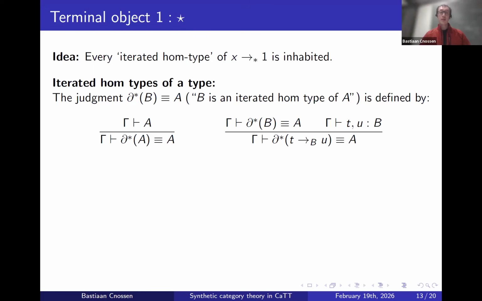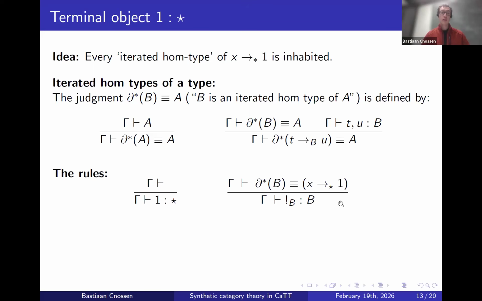And now I can state the rule for terminal objects very cleanly. It is just as follows. First of all, there exists an object, let's call it 1. And second of all, whenever I have a type B which is an iterated Hom type of the type of morphisms from X to 1, then I ask that it's inhabited using some term constructor. Let's call it exclamation mark, or shriek B.